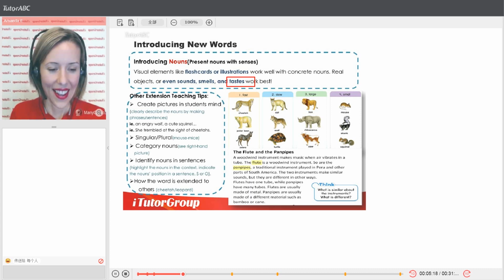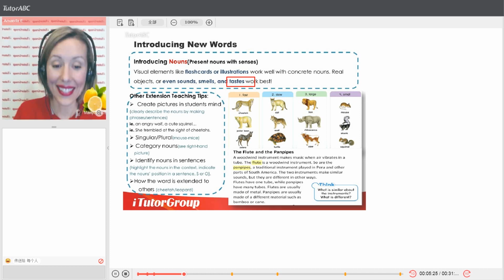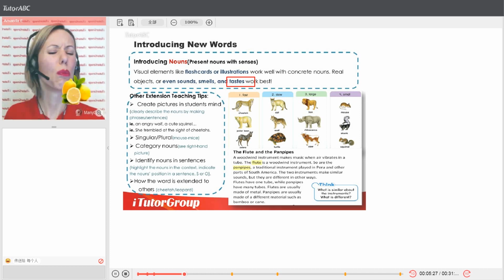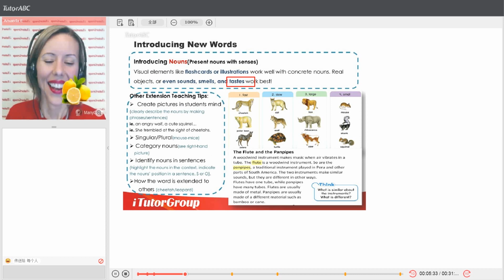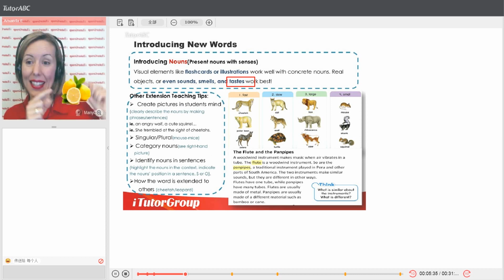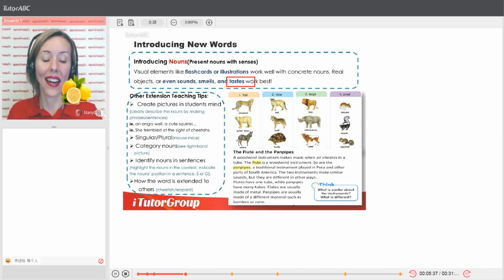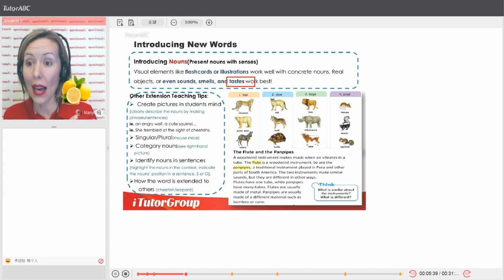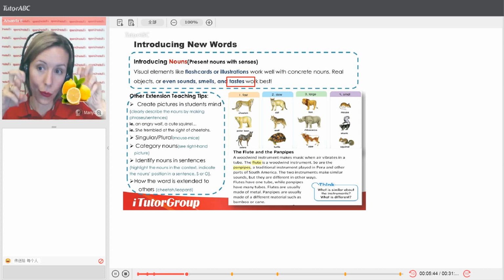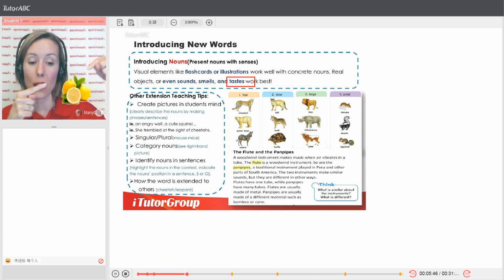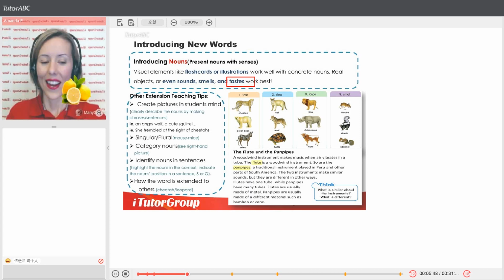Also, we might have a word like lemon. We can even show how it tastes. So, ooh, lemon. This will help the student understand what this is if the picture isn't clear, and also it'll show this is a lemon. It's not an orange, it's not fruit, it's not food. The word I'm teaching is this specific fruit.